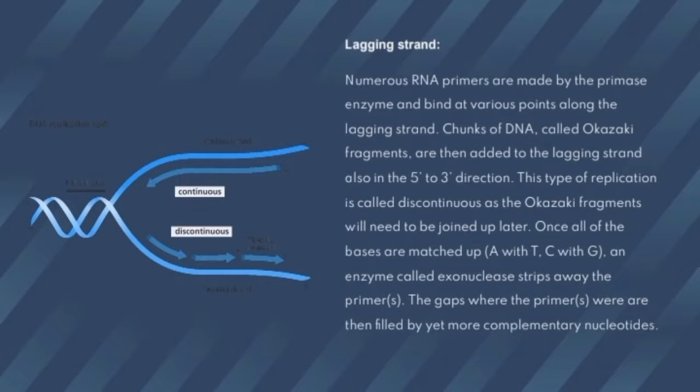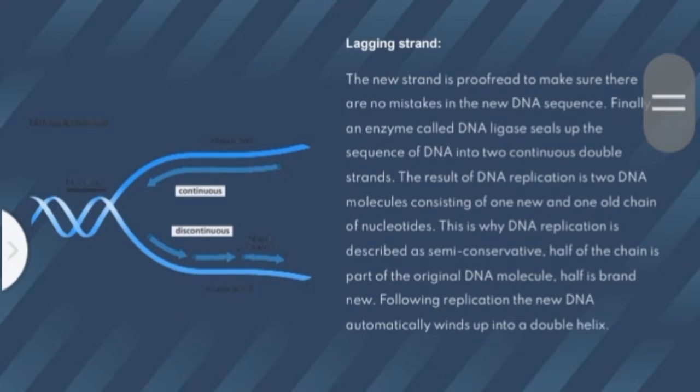Once all of the bases are matched up, A with T, C with G, an enzyme called exonuclease strips away the primers. The gaps where the primers were are then filled by yet another complementary nucleotide. The new strand is proofread to make sure there are no mistakes in the new DNA sequence. Finally, an enzyme called ligase seals up the sequence of DNA into the two continuous double strands.